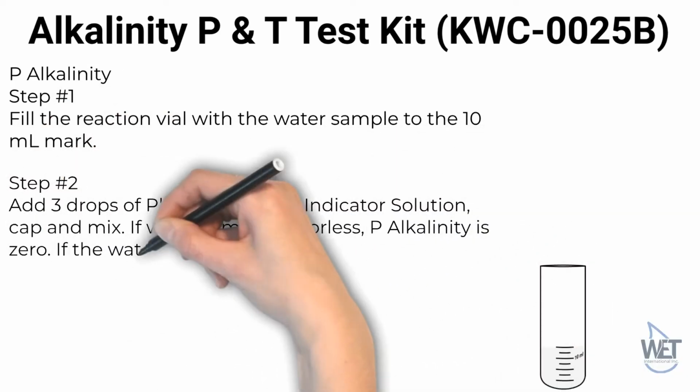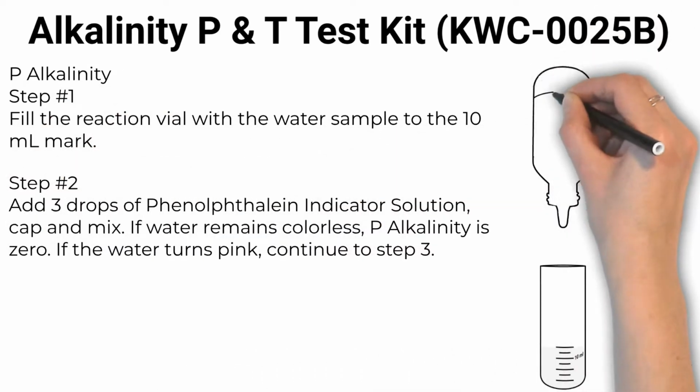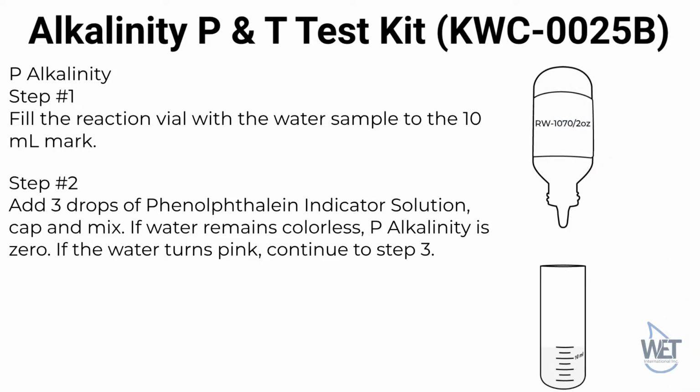P-alkalinity. Step number 1. Fill the reaction vial with the water sample to the 10 milliliter mark. Step number 2. Add 3 drops of phenolphthalein indicator solution, cap and mix. If water remains colorless, P-alkalinity is 0. If the water turns pink, continue to step number 3.